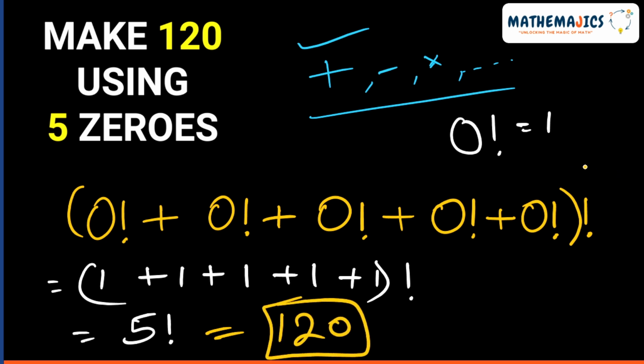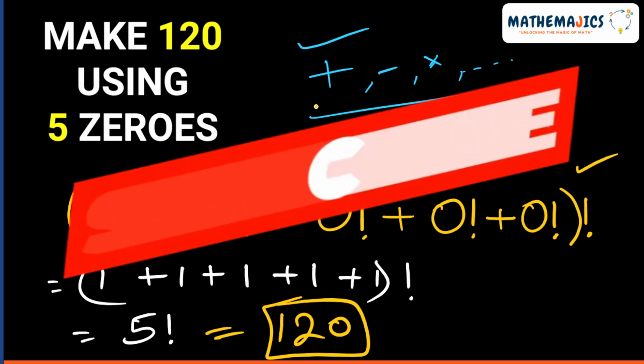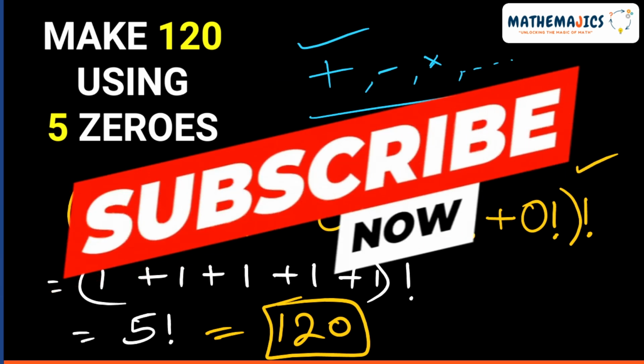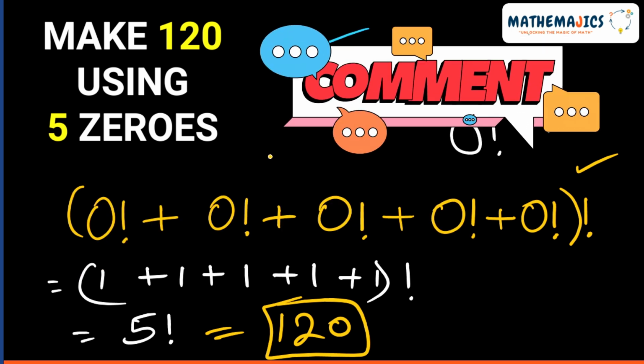So this is my method using which I created 120 using 5 zeros. As I told you, there are many methods. You can share your method in the comments box.